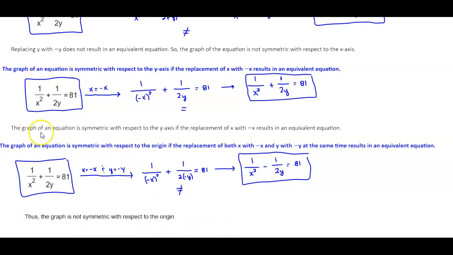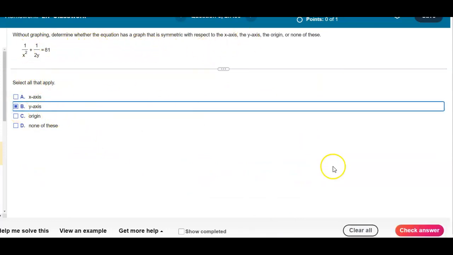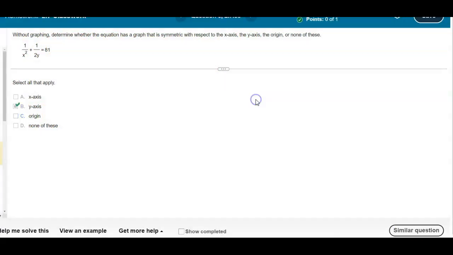So we would say that the graph is therefore symmetric with respect to the y-axis. So let's go ahead and answer our question. We say that it is with respect to the y-axis. Check our answer, and there is our result.